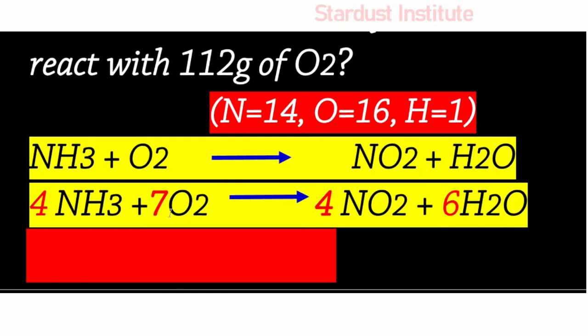4NH3 plus 7O2 we get 4NO2 plus 6H2O. You can see on the left hand side 4 nitrogen, on the right hand side 4 nitrogens, and on the left hand side 4 times 3, 12 hydrogens, on the right hand side 6 times 2, 12 hydrogens, and on the left hand side 7 times 2, 14 oxygen, and on the right hand side 4 times 2, 8 oxygen, and here 6 oxygen, altogether 14 oxygen on the right hand side.